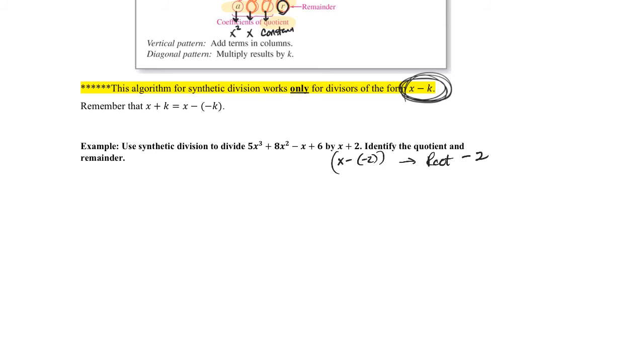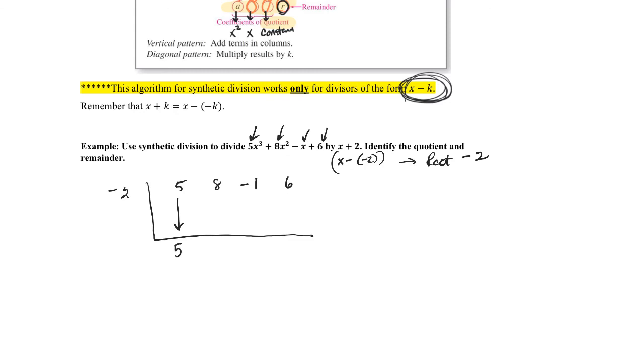All right, so I'm going to use synthetic division. So negative 2 goes on the outside. And then I just list the coefficients: 5, 8, negative 1, and 6. And again, if I was missing one, I would put 0 in as a placeholder. Okay, so first thing I do is I bring the first term down.